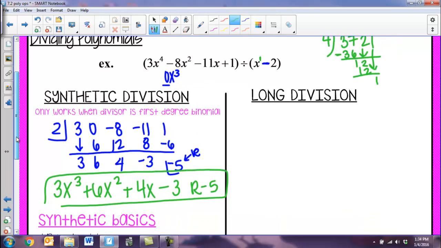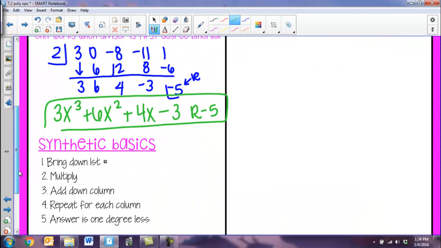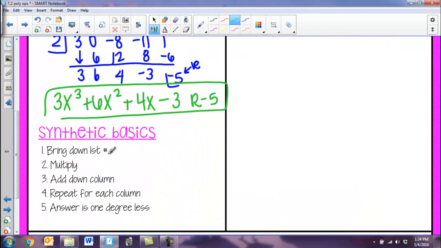And here's basically what we did, in a nutshell, synthetic basics. We brought down our first number right here. We multiplied the 2 numbers together. We added down that column, and then we kept going until we reached the end. Your answer is going to be 1 degree less. So if you want to pause and write this down for yourself, cool.